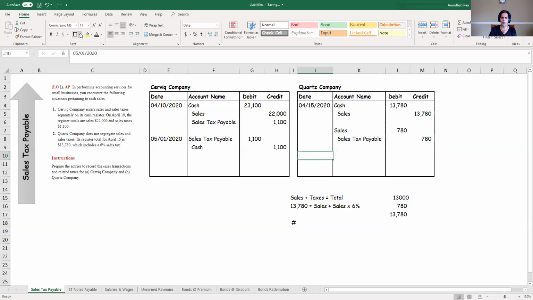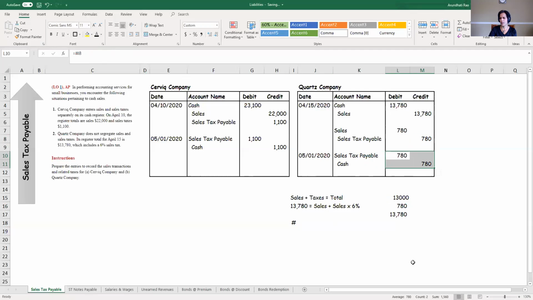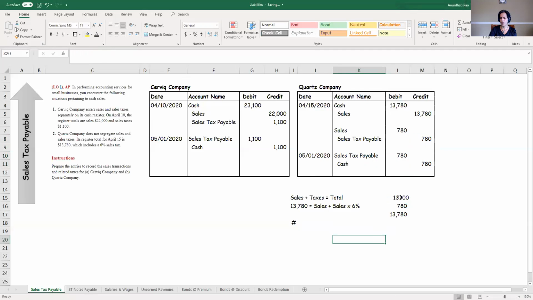Now again, let's assume that on May 1st, they send the money to the government. The journal entry is going to be sales tax payable debit because they no longer have the liability in their books, and cash credit. How much are they sending over? The amount they're sending over is $780. So once again, remember, on the sales number, a sales tax is collected. This tax needs to be given to the government. It doesn't belong to the company, therefore it's a payable. It's classified as a current liability because typically it's going to be paid in less than 3 months. So this deals with a current liability that all retailers are familiar with.